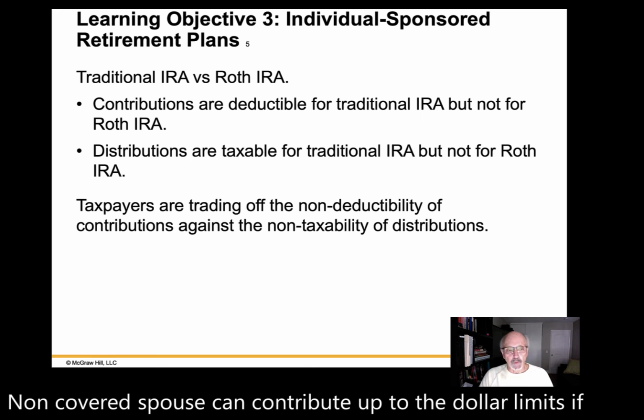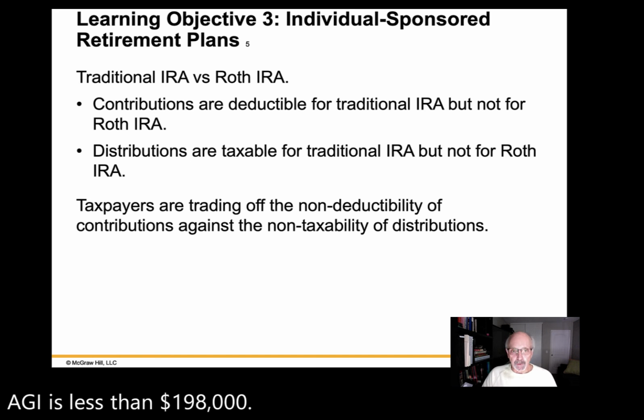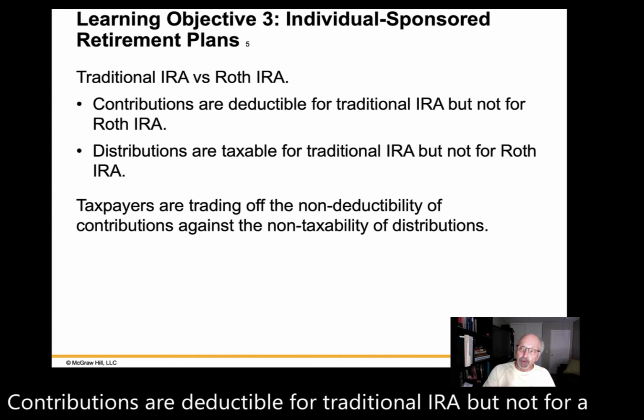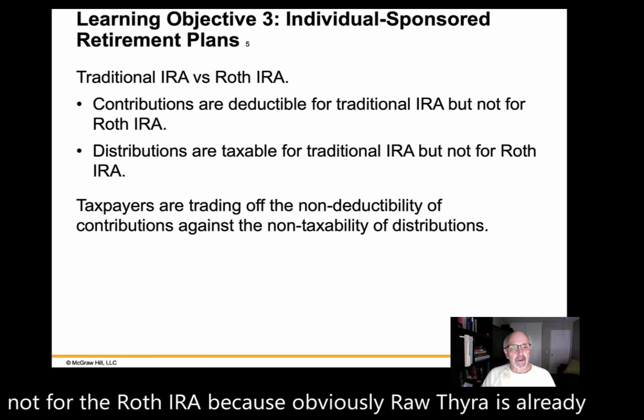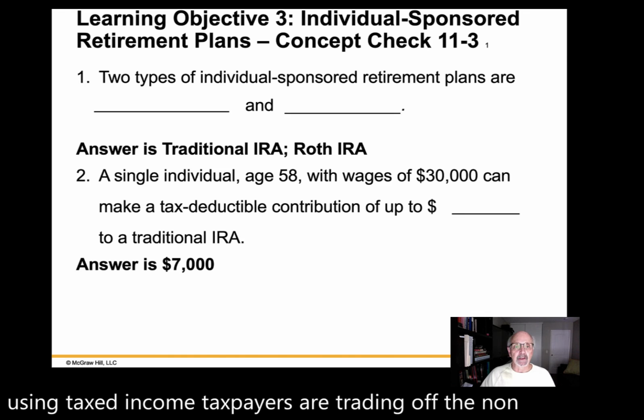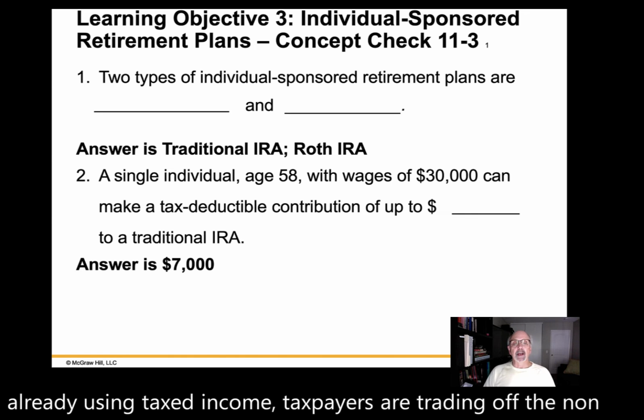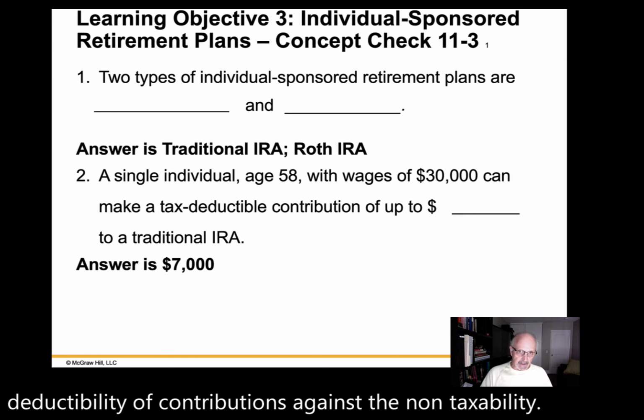Traditional IRA versus a Roth. Contributions are deductible for traditional IRA, but not for a Roth IRA. But then distributions are taxable under the IRA, but not for the Roth IRA, because obviously the Roth IRA is already using taxed income. Taxpayers are trading off the non-deductibility of contributions against the non-taxability. So 2 types of individual sponsored retirement plans are IRA, Roth IRA.